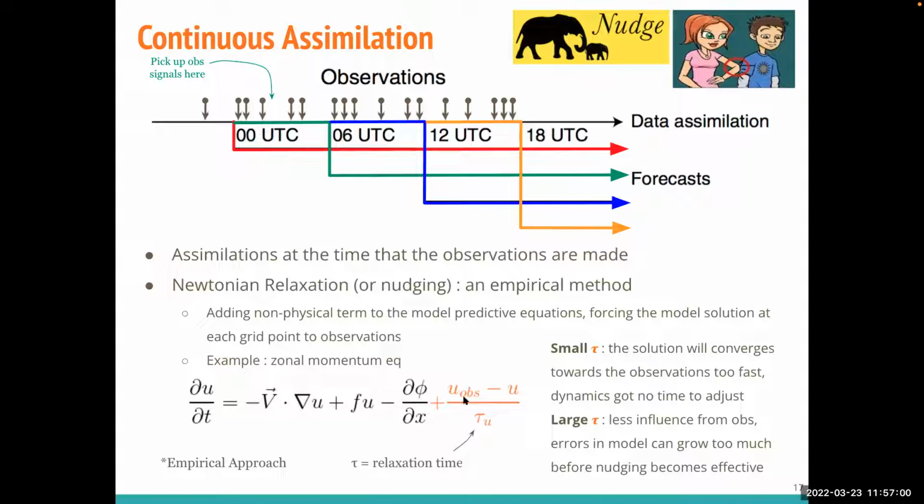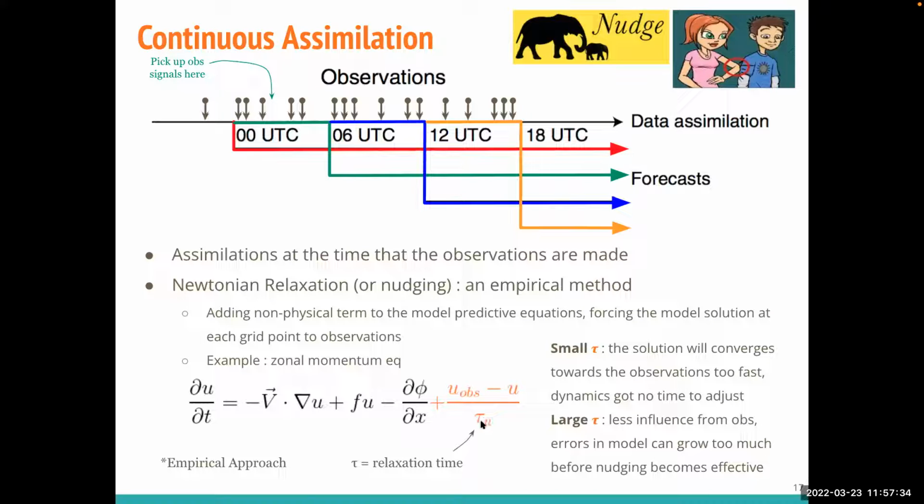We just add another term to any equation you want. For example, this is the momentum equation. We add a relaxation time, which is this one, and this is what you measure. So this is how we do the nudging. Every time we do nudging, you put the observation here and then subtract the original value that you're guessing here. You want to get here. So the larger the deviation, the larger the term, right? The larger you're pushing this u towards the observation.